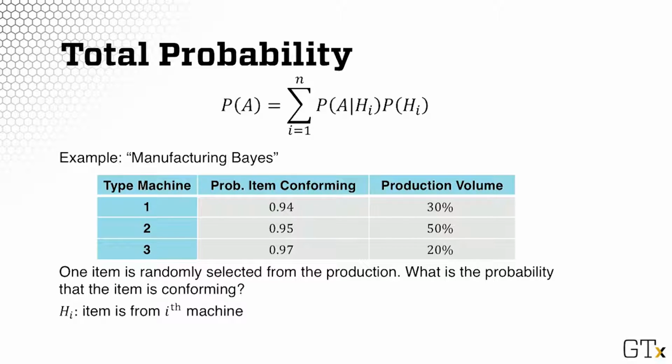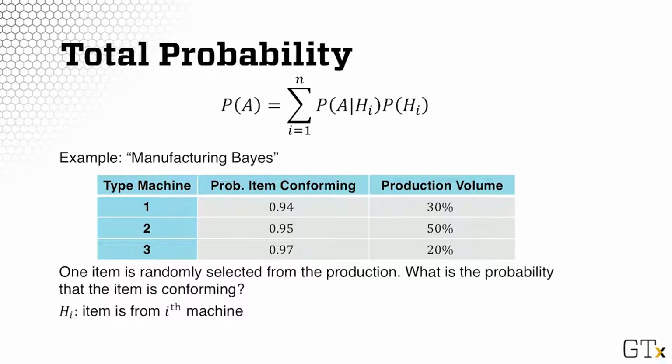Now, the volumes of production by these 3 machines are different. 30% of items are produced on machine 1, 50% on machine 2, and 20% on machine 3. So that is how the production is done and how the items are conforming. Then you have the total production, and you randomly select an item from the production. And the question is, if you don't know anything else, what is the probability that this item is conforming? So you don't have information on which machine produced it, and you are just interested in the probability that a randomly selected item from the whole production is conforming.